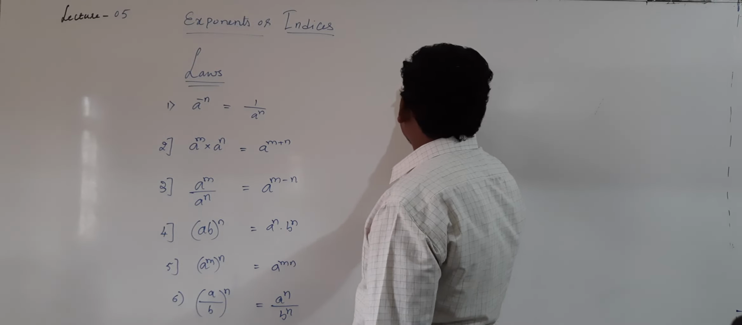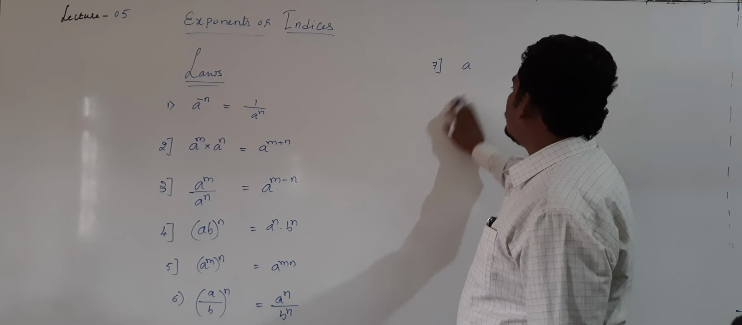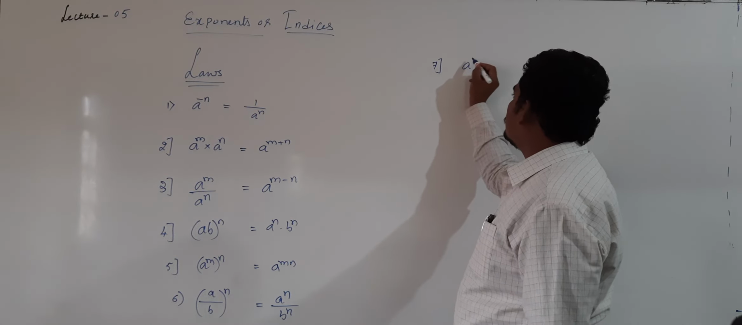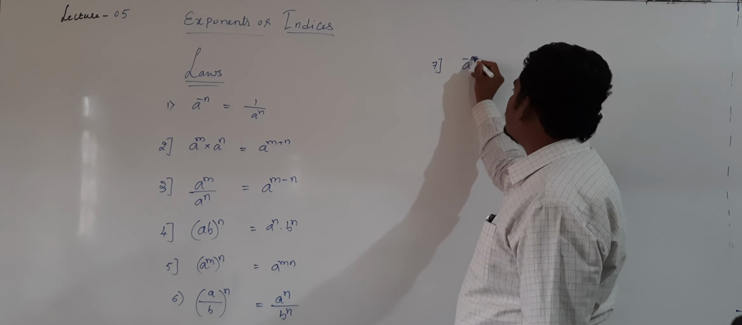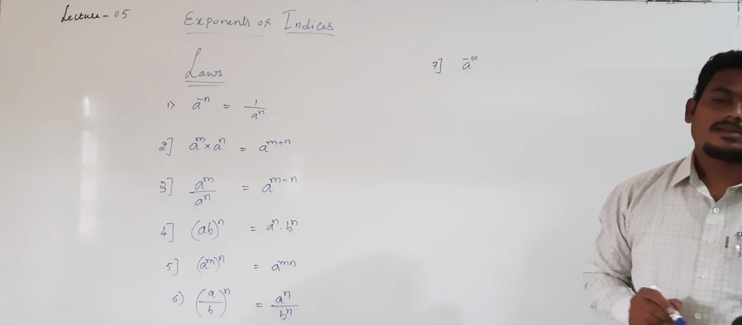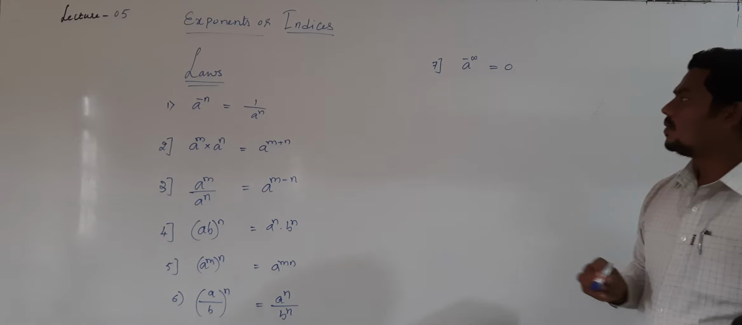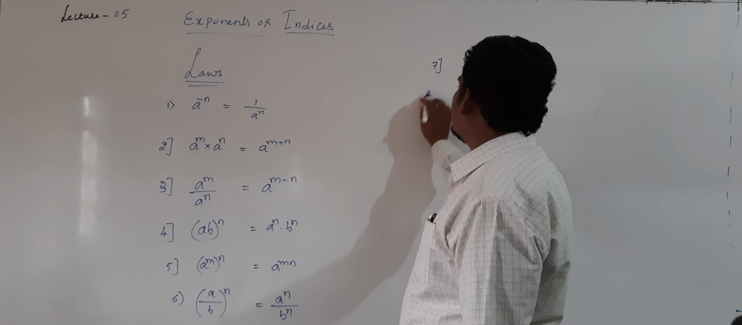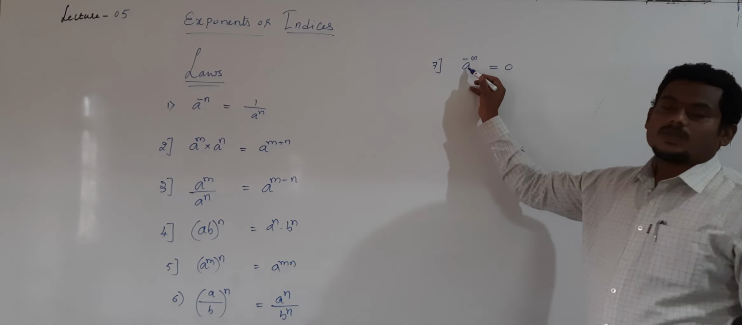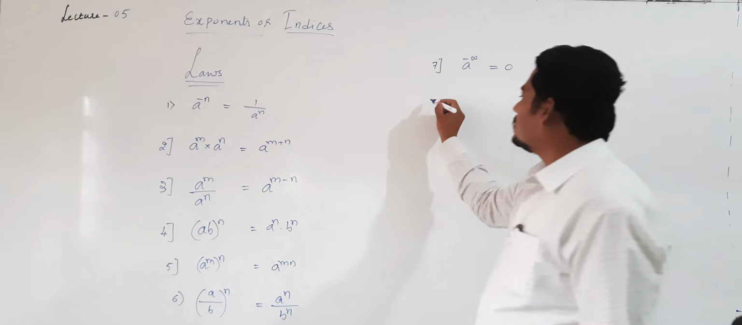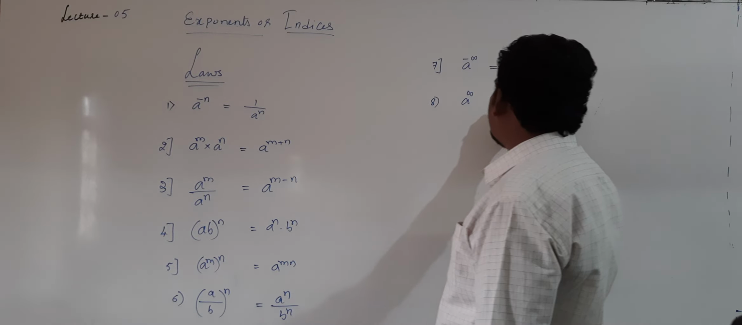Next, A power minus infinity is equal to 0, and A should not be 0. A power plus infinity is infinity.